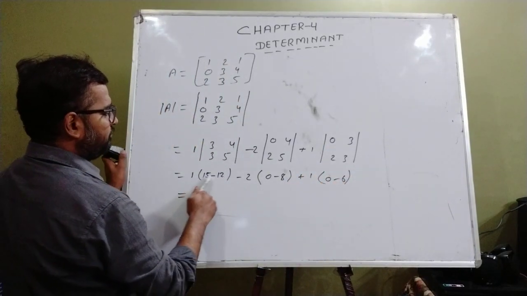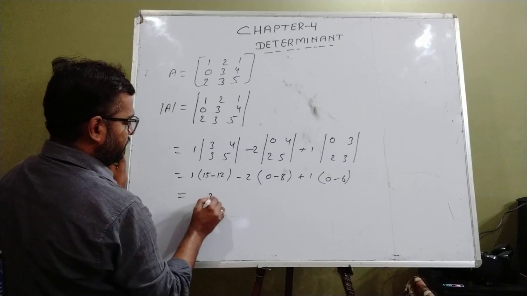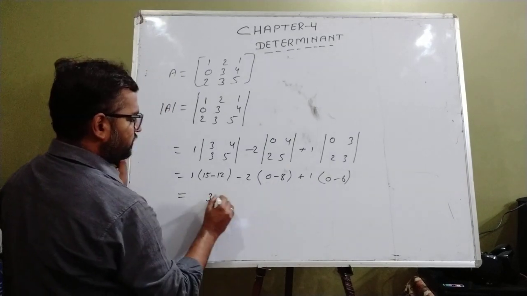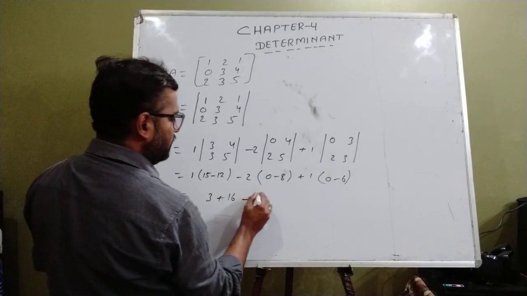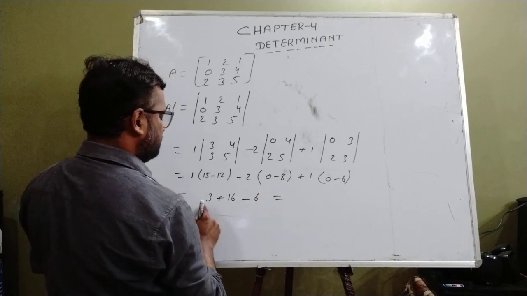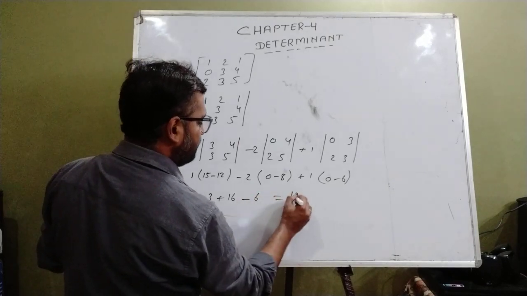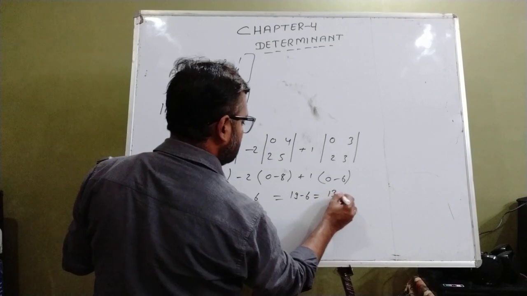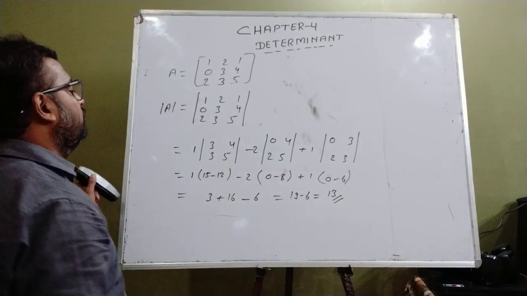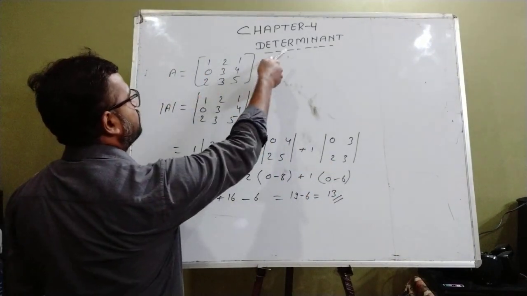If you will solve here, and that is your 3. If you will solve here, that is your 8 2 is 16 and minus of 6. 16 plus 3, 19. 19 minus of 6 is equals to 13. This is the required value. We have expanded through the first row.